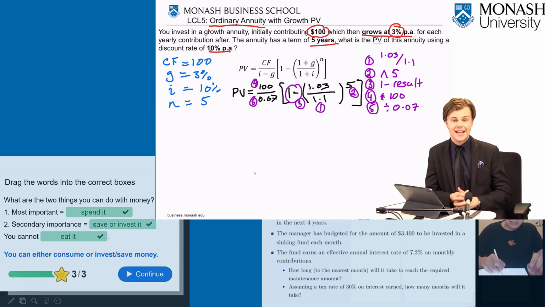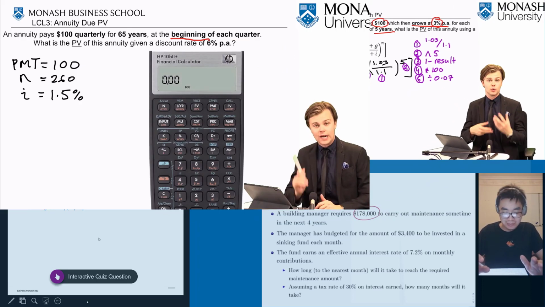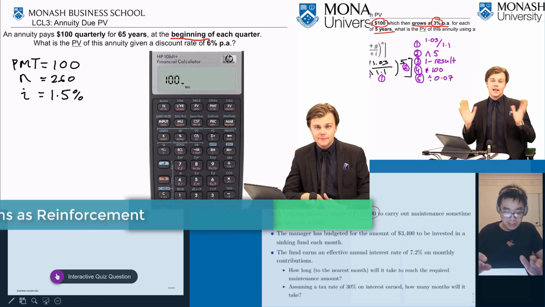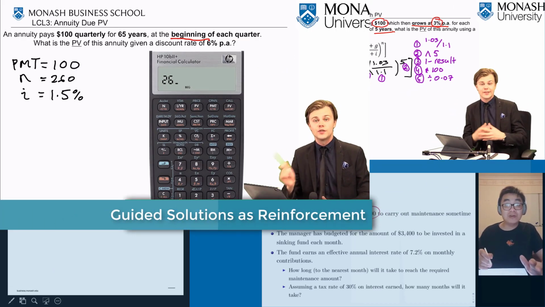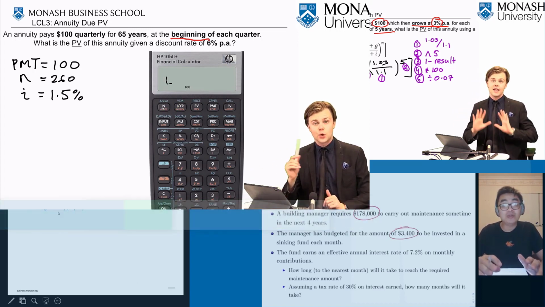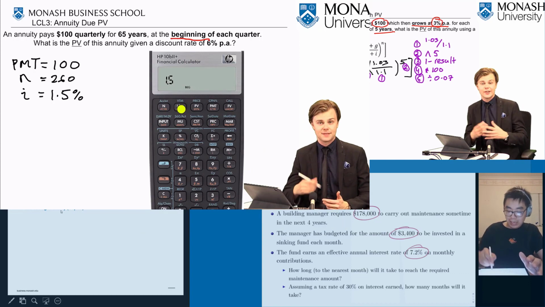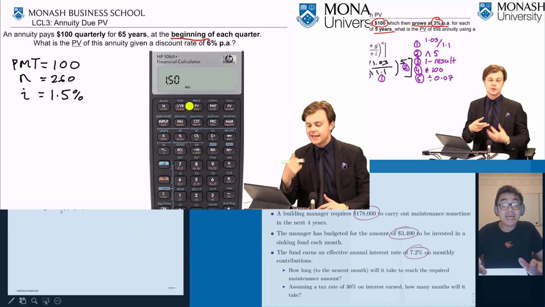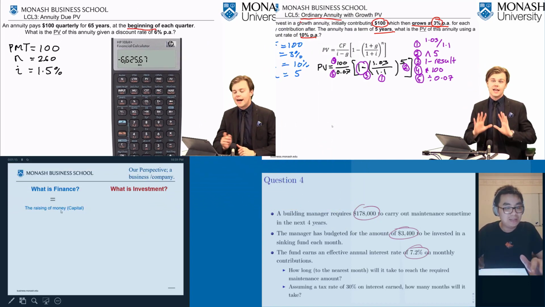Alright, so to execute the answer for this one, I'm just going to walk this. Enter 100 into our PMT, followed by entering 260 into our N, and 1.5 into our I. Remember, representing that percentage as 1.5%, entering it into I. Then we ask for the PV.